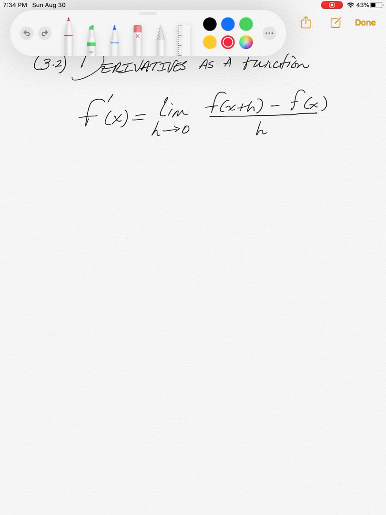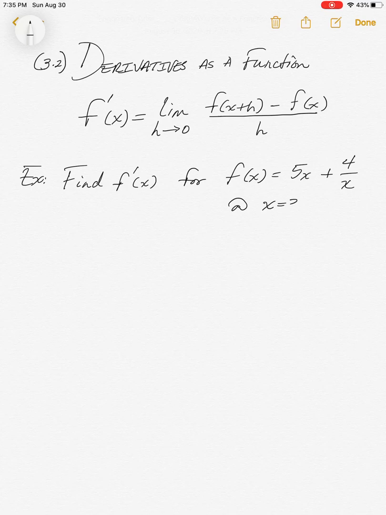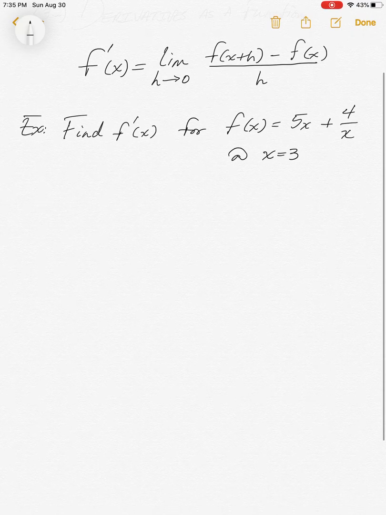All right, let's ease on into some work. Jumping straight into it, we got to go to these examples, because these examples can get crazy. Let me get some black, and let's toss in this example. Let's say you want to find, or differentiate, find f prime for the function f of x equals 5x plus 4 over x at x equals 3. Wow. Okay, we about to do some stuff.